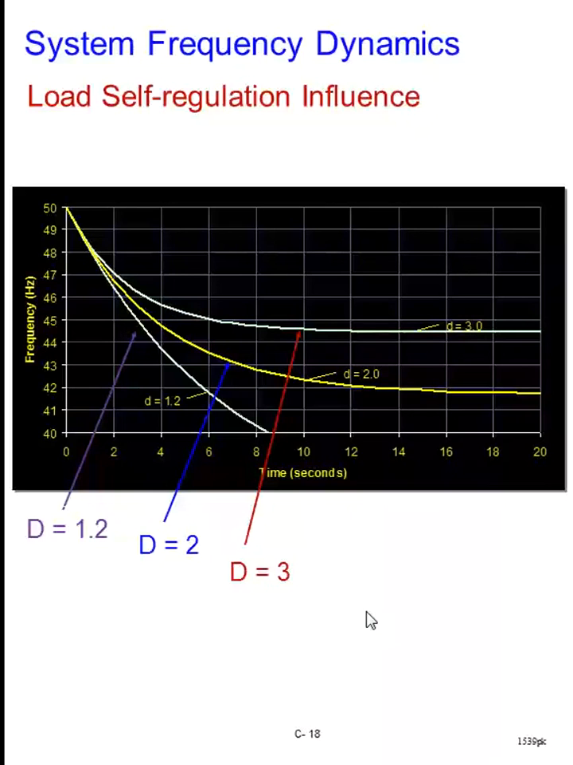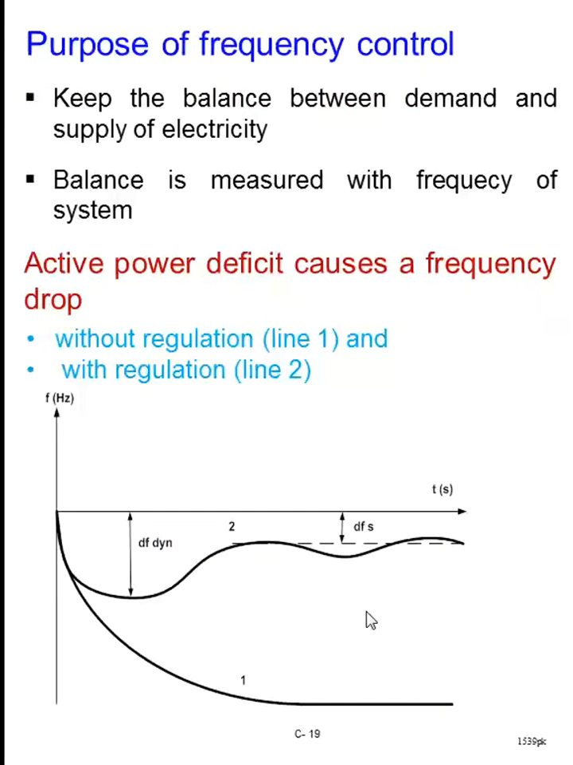So what should be the purpose of frequency control? We want a balance between the demand and the power which is available, which is generated here. And this balance between the demand and the generation is reflected in terms of frequency variation.